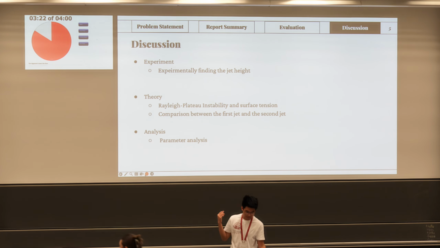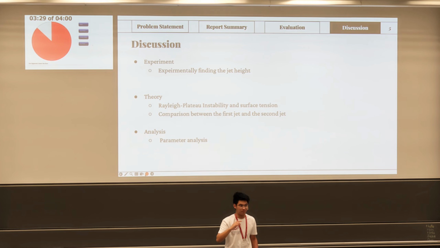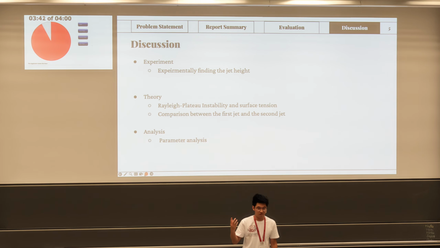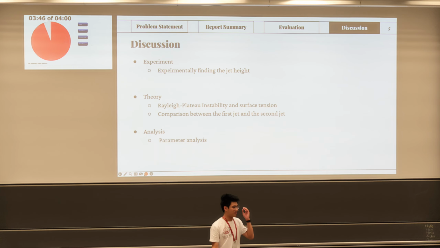So here is an overview of the discussion before I invite the team to the stage. We'll be discussing how exactly the jet height will be found, because this is obviously the most important dependent variable in this problem. And then for the theory, we'll be discussing the boundary conditions, and secondly the radial instability and also the surface tension in the jet. And then finally, I'll be moving on to the parameter analysis. With this, I invite the team to the stage to discuss with me.